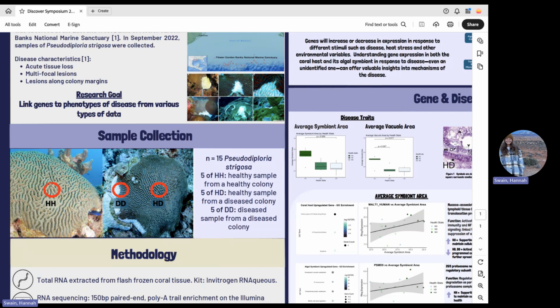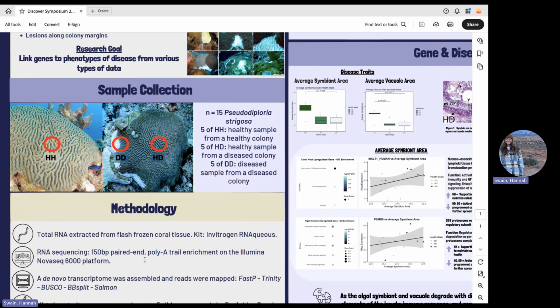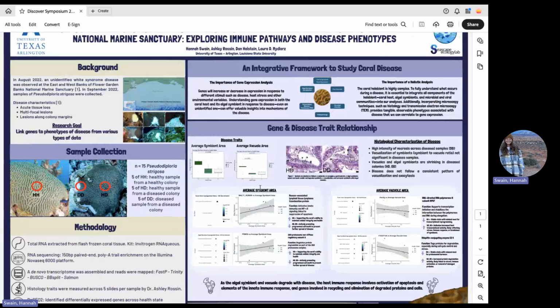We have this healthy portion from a healthy colony. We have a diseased portion right on that disease line of the diseased colony. And then we have the HD portion, which is a portion on the diseased colony that still appears to be healthy. And what I do with my research is look at the gene expression of both the coral and the algal symbiont that lives within the coral's tissue across these three sample types, or as I'll be referring to them, health states. I'm able to get my gene expression data through RNA sequencing and transcriptome assembly.